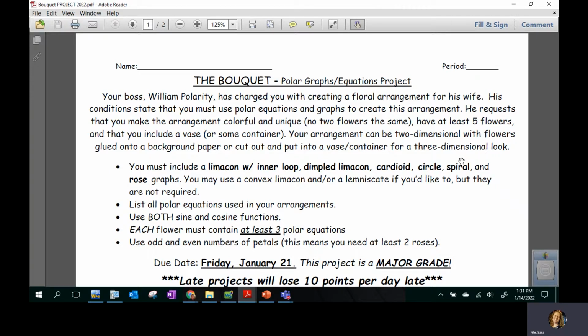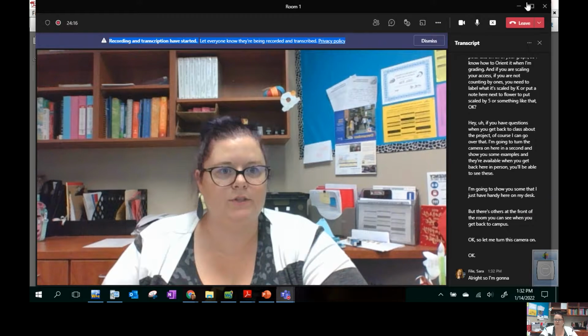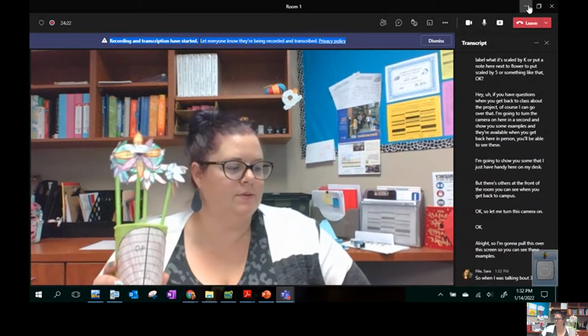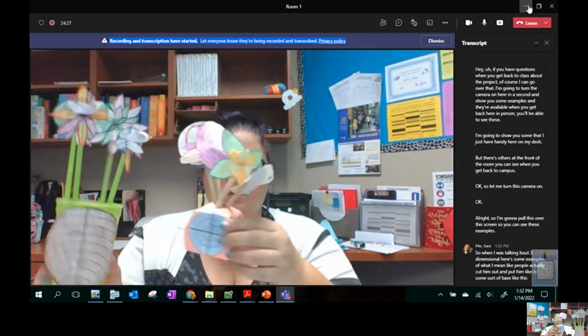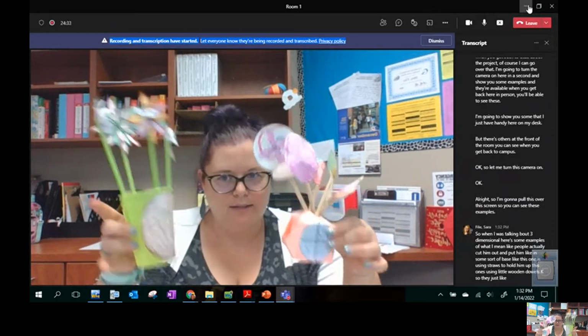Okay, so let me turn this camera on. Okay. All right. So I'm going to pull this over to the screen so you can see these examples. So when I was talking about 3-dimensional, here's some examples of what I mean. Like people actually cut them out and put them in some sort of vase. Like this one's using straws to hold them up. This one's using little wooden dowels. Okay, so they just made little bouquets. And there's a bunch more.